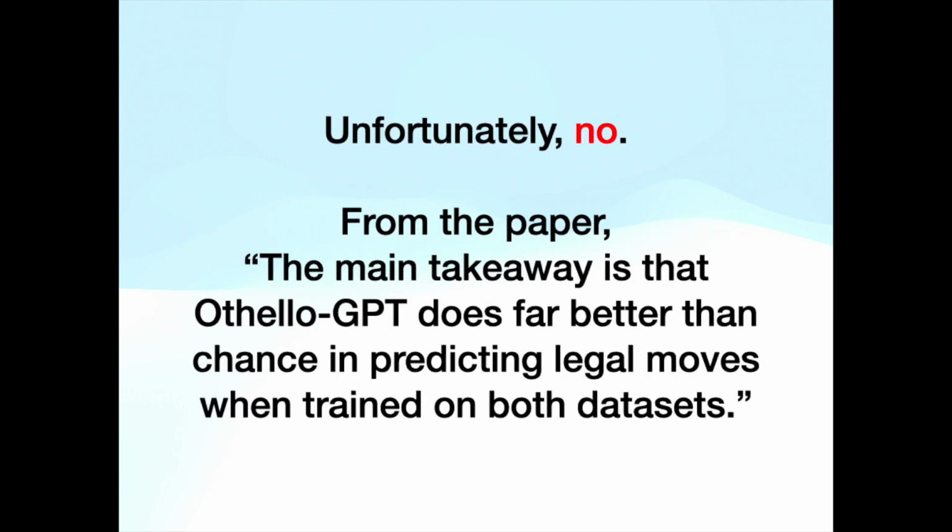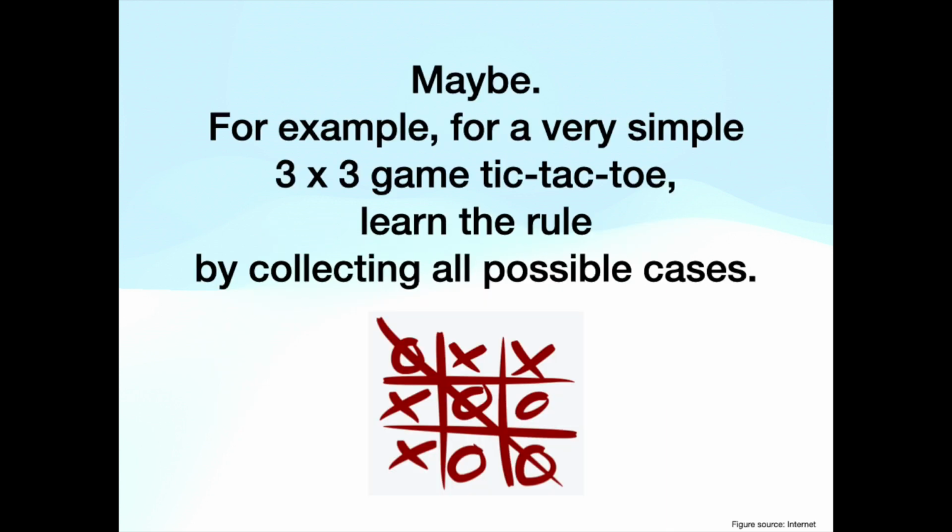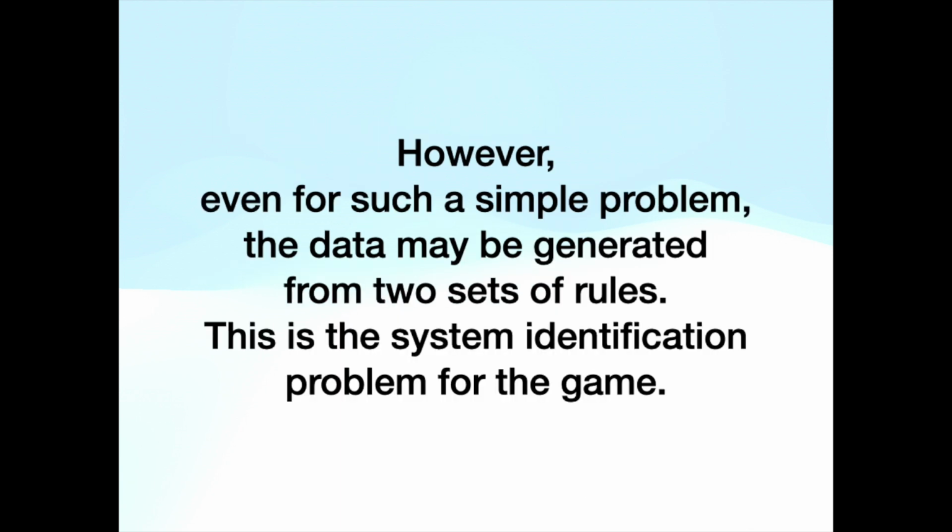Unfortunately, no. From the paper, the main takeaway is that Othello GPT does far better than chance in predicting legal moves when trained on both datasets. Is it possible to learn a perfect model from data? Maybe. For example, for a very simple 3x3 game, tic-tac-toe, learn the rules by collecting all possible cases.